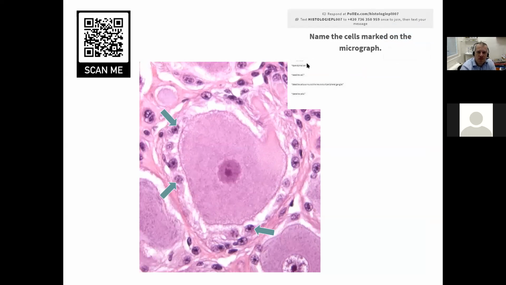Some students believe it's ependyma cell. That's not correct because ependyma is the lining of the cavities of the central nervous system. But these cells are glia cells, and this is a pseudo-unipolar neuron, the cell body of it, with the dendroaxon, with this common process. And this cell body can be found in the spinal ganglia.